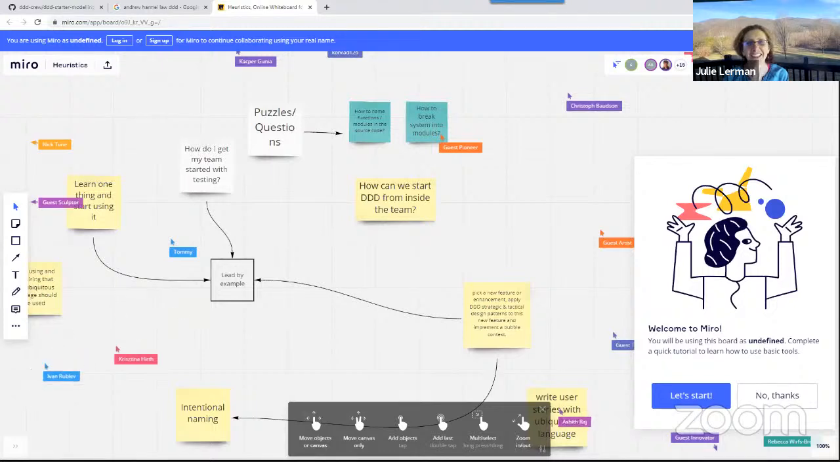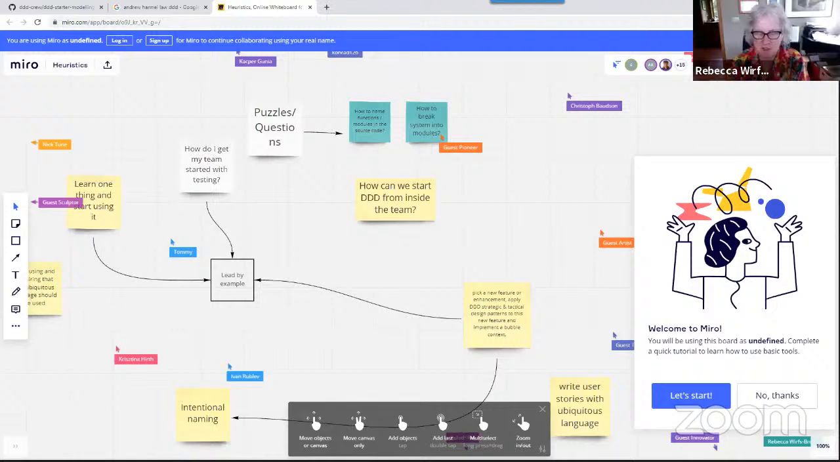I'm waiting for Nick to say so. Oh, Nick, you're busy, that's why you look so contemplative. You're busy on Miro. Nick is busy working.